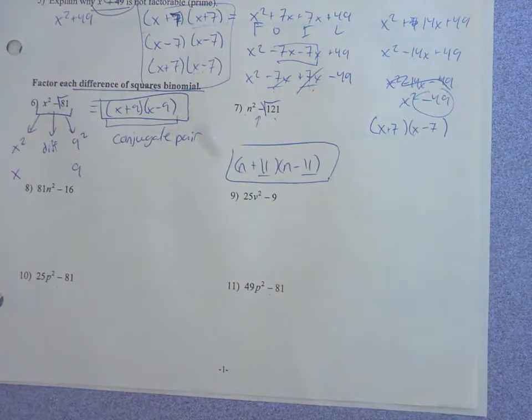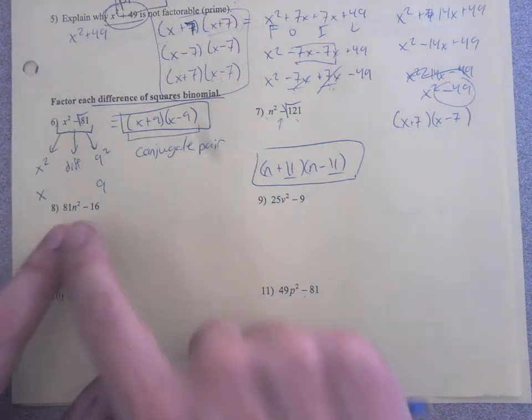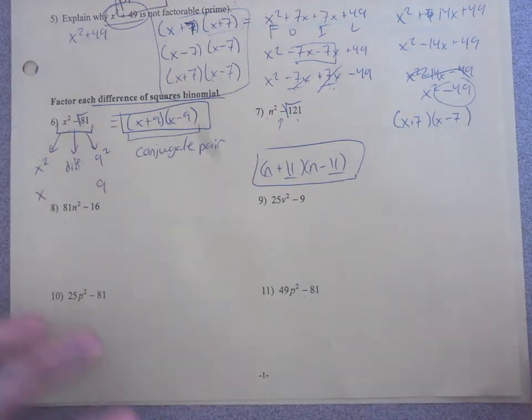And there we go. That's how you factor a difference of squares binomial. It's actually pretty fast. Okay, now those two, 6 and 7, are very similar to what we saw in last week's homework. Those are kind of the basics, right? Now, as we get more advanced, we have numbers up front, and that's okay. We can still do the same thing.